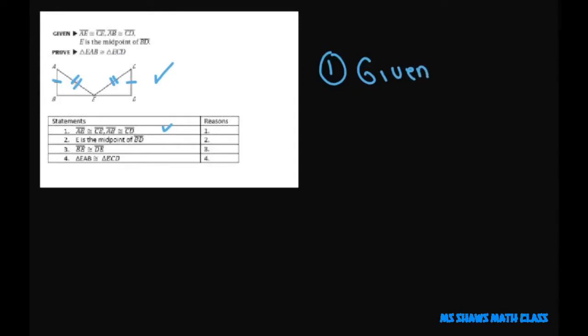And since we have two givens here, there's another given. I'm going to write given 1, and E is the midpoint of BD. So of that line segment. So that's given, and we'll just write that as number 2, given 2.